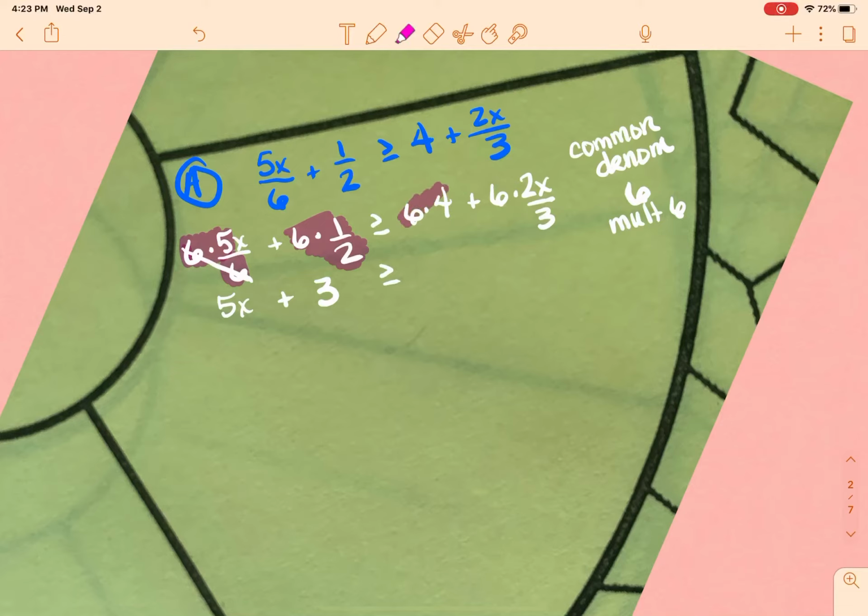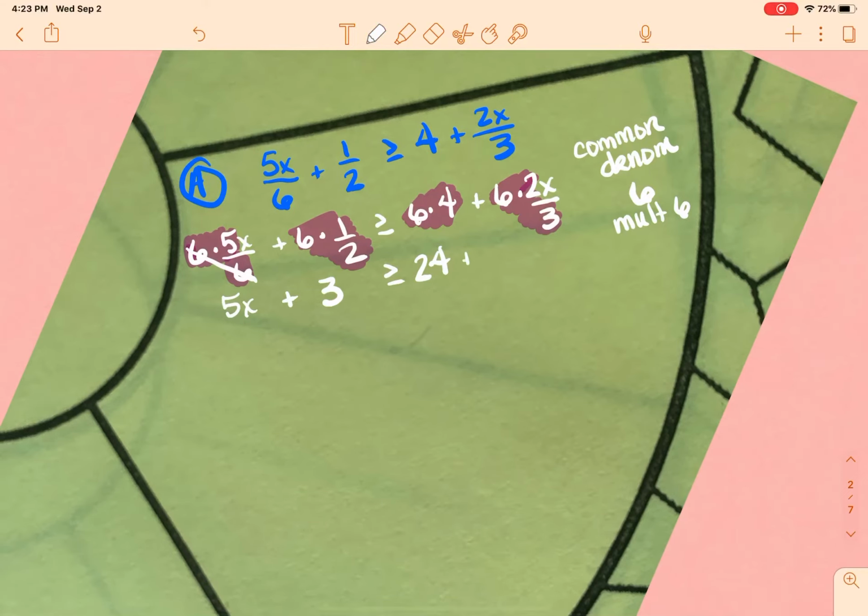Now, this part is strictly numbers. So 6 times 4 is 24. And then if I look at the number part here, basically that's like saying 6 times 2 is 12, divided by 3 would be 4. So it'd be 4x. Now, if you wanted to, you could actually enter it like that. You could do 6 times 2 and then divide it by 3 and get your answer.